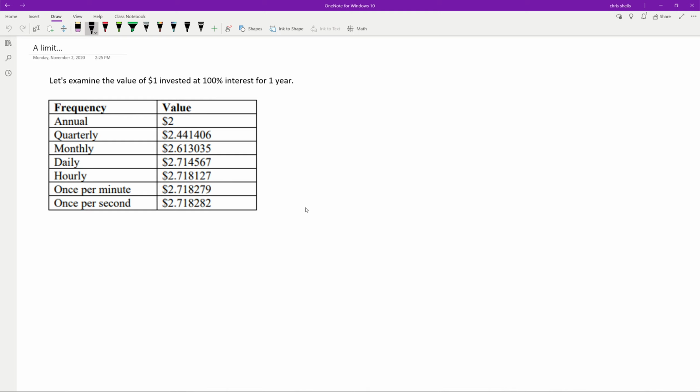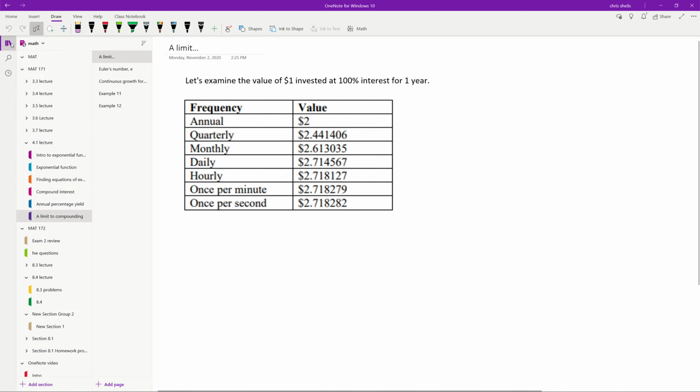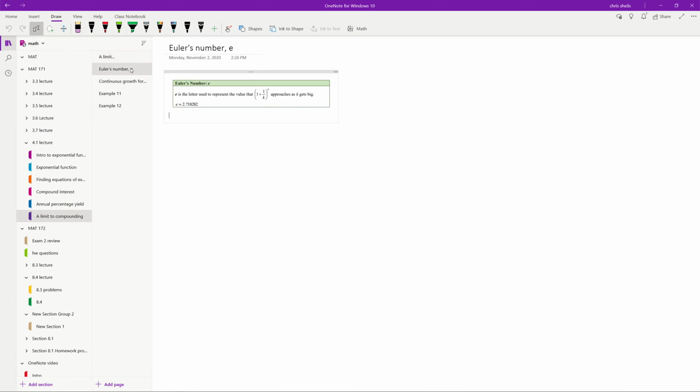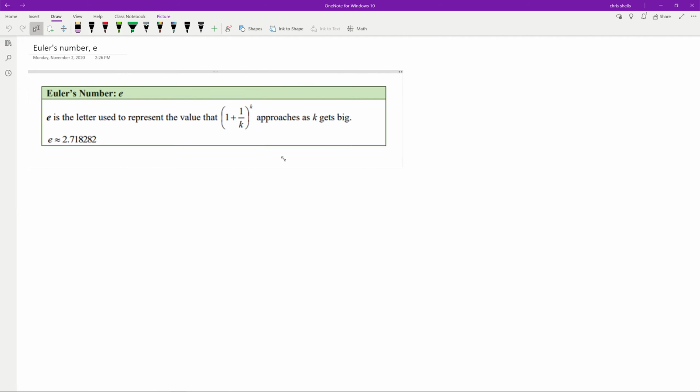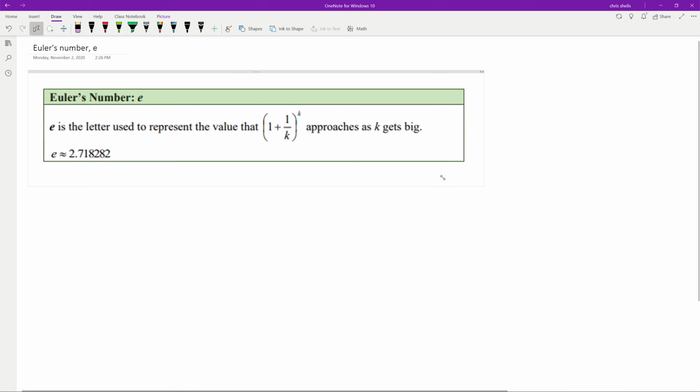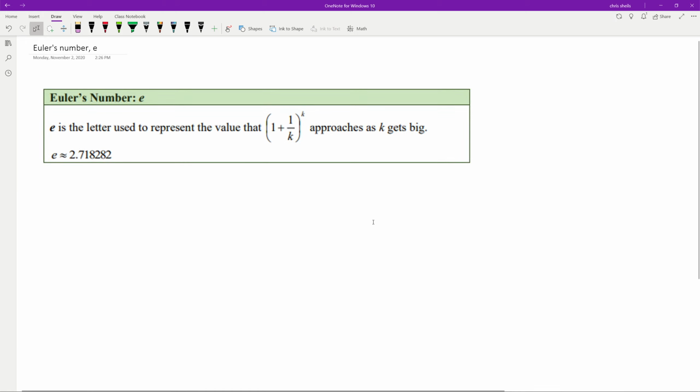So there appears to be some kind of upper limit to the amount that the frequency can affect the growth rate here, essentially. And there is. This is a number that gets represented with its own letter in the same way that pi does. This number is called E. E is the letter that is used to represent the value that 1 plus 1 over k raised to the k power approaches as k gets really large.